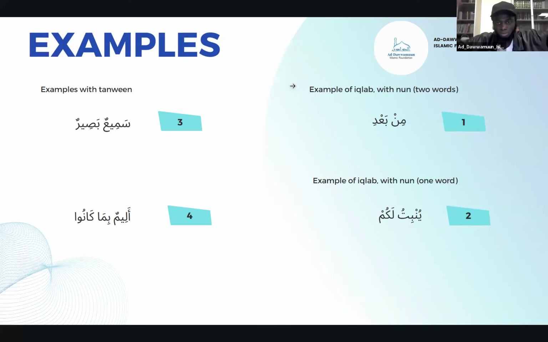You guys understand it? Hello? Let me stop sharing my screen. What do you say about my explanation of iqlab? Do you guys disagree with my explanation?